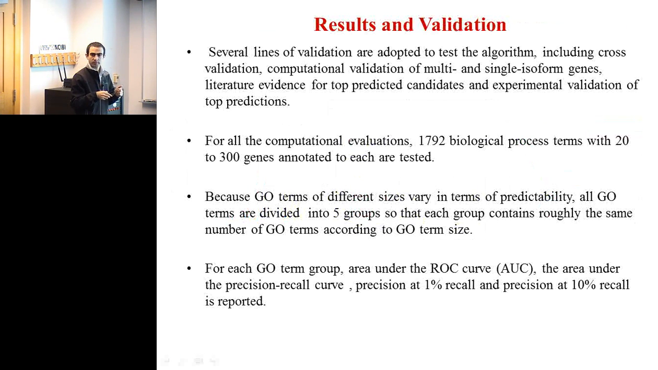After that, we ran our predictions, and we have several lines of validations, including computational validations and some specific examples of genes. For all of these validations, we tested around 1,800 biological terms with 20 to 300 genes annotated to them. Terms that have fewer than 20 are too specific to do any prediction, and the ones that have more than 300 genes annotated to them are too broad to be included in this study. Also, we grouped GO terms based on their sizes, based on their number of genes annotated to them, and we reported AUC, AUPRC, and other metrics to show the performance.